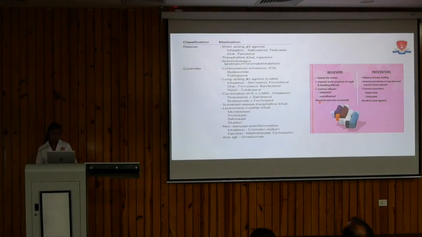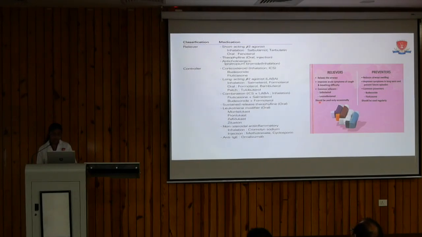Drugs for asthma can be classified into relievers and controllers or preventers. Relievers relax the airways and improve acute symptoms of cough and breathing difficulty. These include short-acting beta-2 agonists, examples albuterol, terbutaline, and theophylline, and anticholinergics like ipratropium bromide.